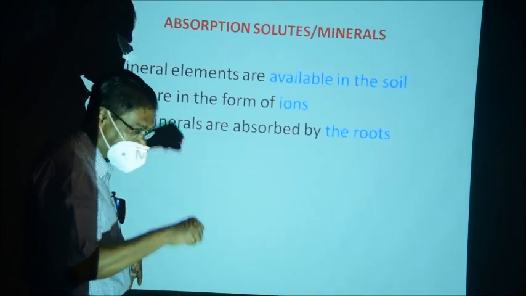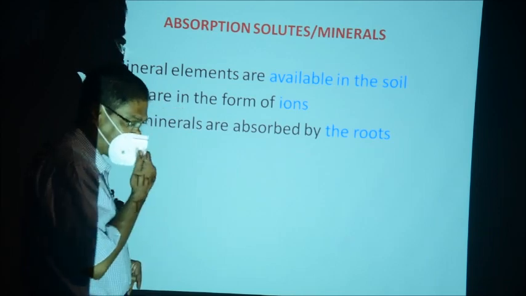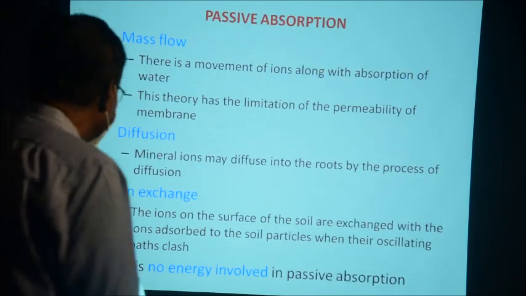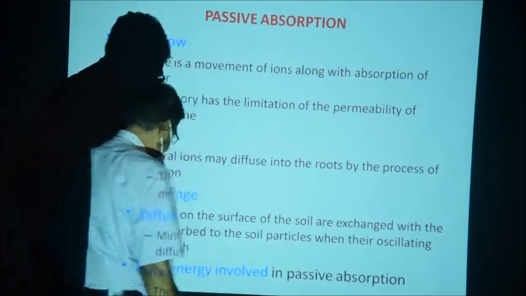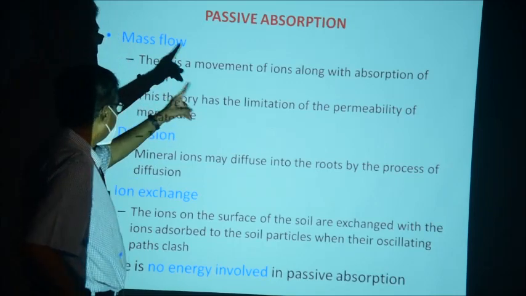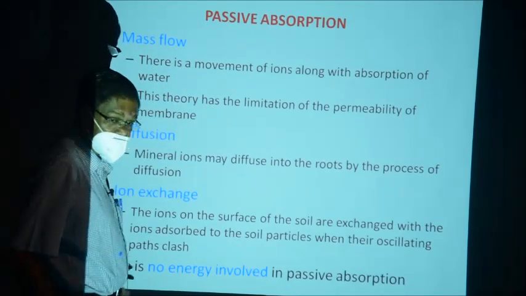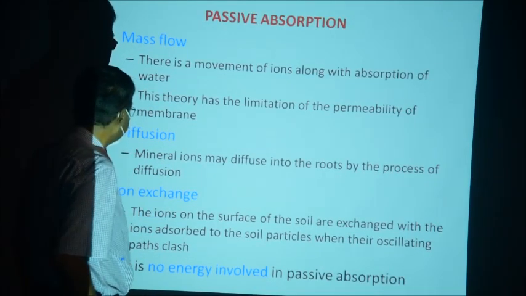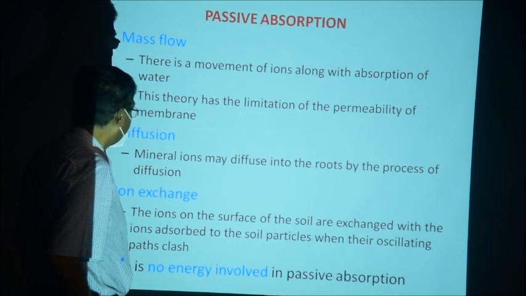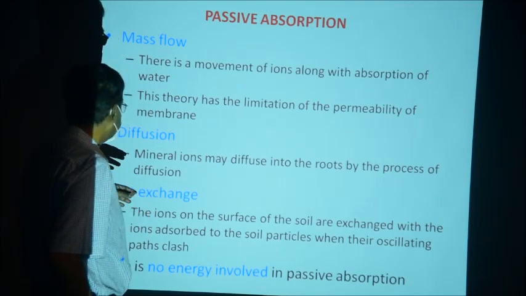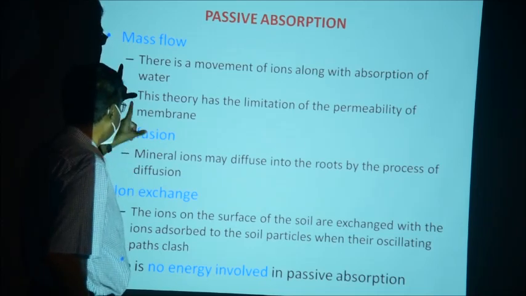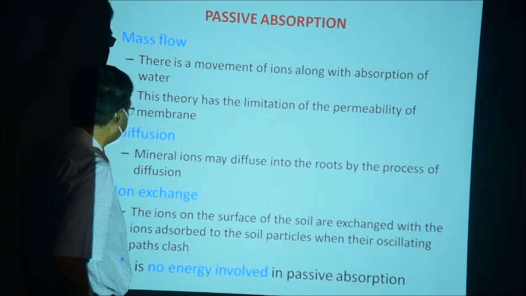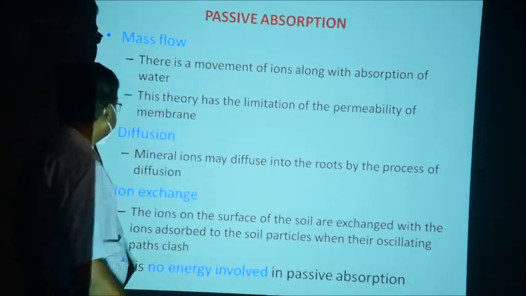So, who absorbs the minerals from the soil? Roots. There are two mechanisms, passive absorption and active absorption. Passive absorption, we have already discussed that absorption takes place by the roots. Absorption by roots is by mass flow. What is this mass flow? We know that water enters into the plant through the root because of transpiration.